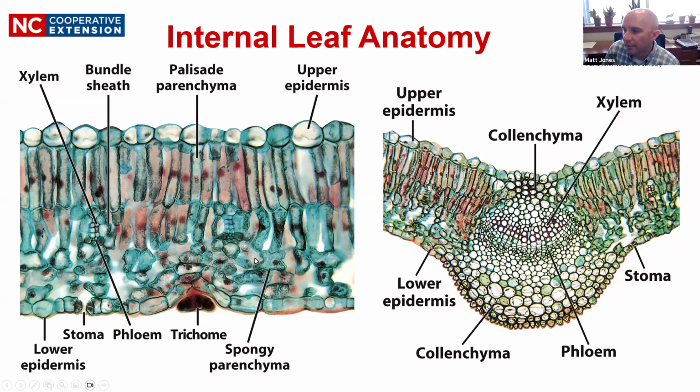And on the bottom side of the leaf, we tend to have a different kind of mesophyll called spongy mesophyll or spongy parenchyma. And that means there's just lots of gaps between the cells, and that allows for better gas exchange because the stomata, where the carbon dioxide enters, tend to be in higher concentrations on the bottom of the leaf.